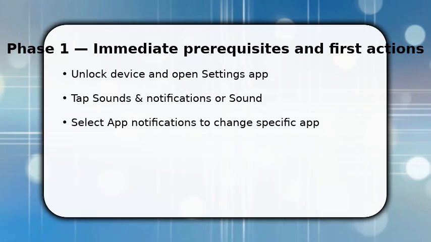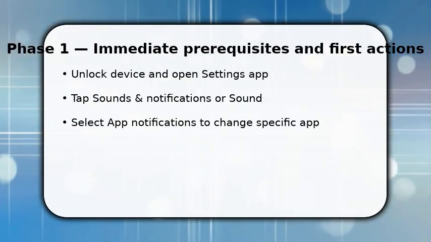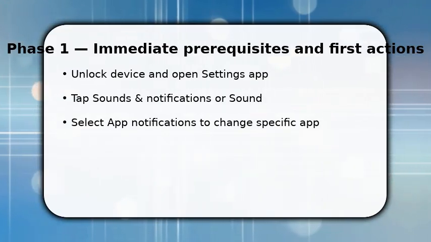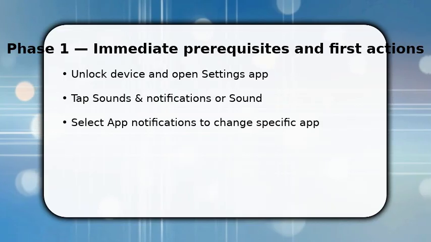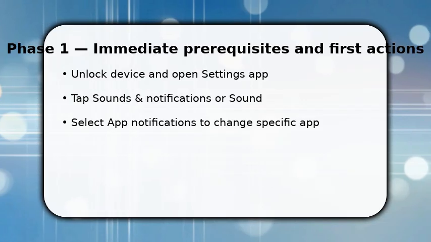You start by unlocking the device and opening settings. This gives direct access to sound controls. Tap Sounds and Notifications, or just Sound depending on your phone model, then choose App Notifications to focus on the app whose sound you want to change.